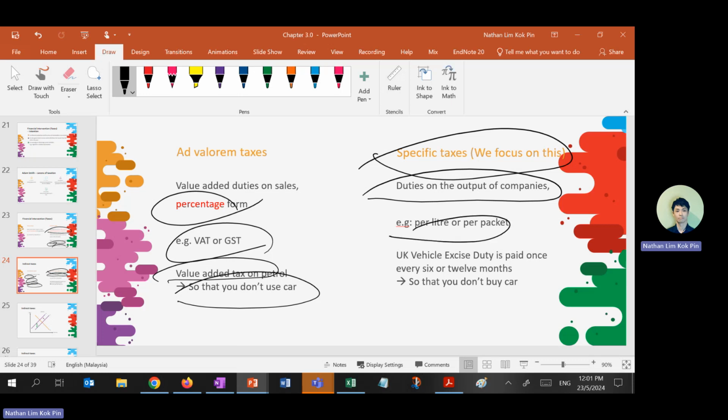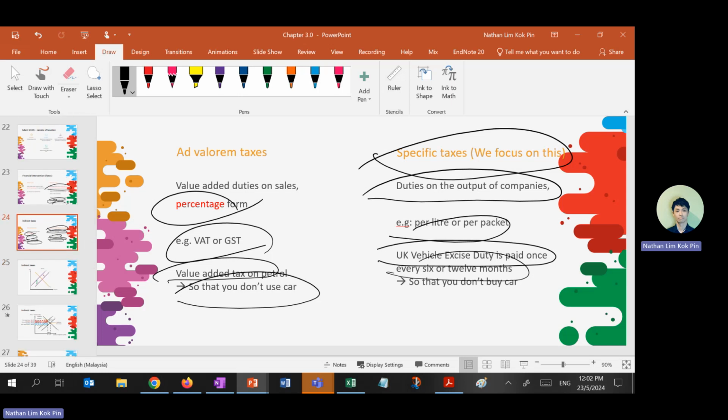So per liter, per packet, for example, they charge road tax. They are known as vehicle excise duty. This one is paid once every 6 or 12 months, same as Malaysia, so that you don't buy the car. One is you don't use, one is you don't buy. Percentage is normally so that you don't use so much, right? Specific is normally so that you don't buy at all. Okay, something like that.